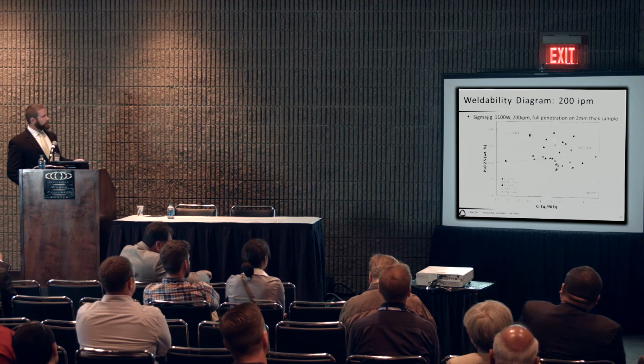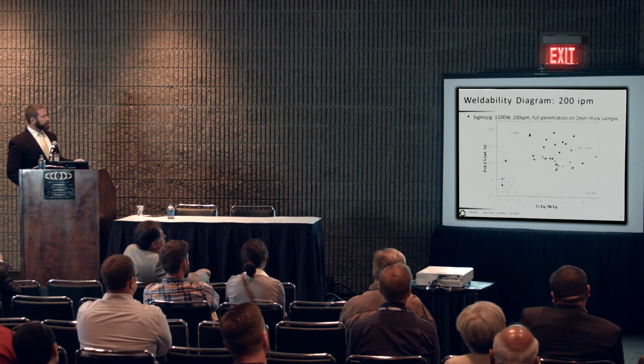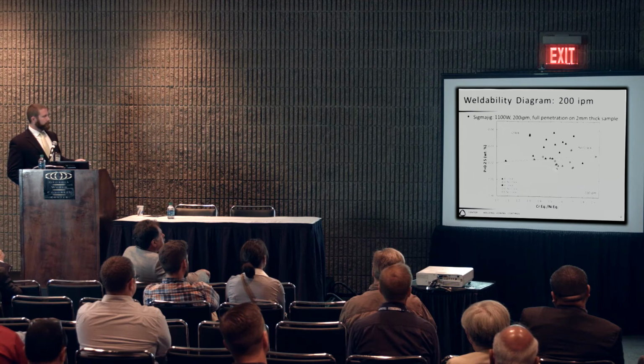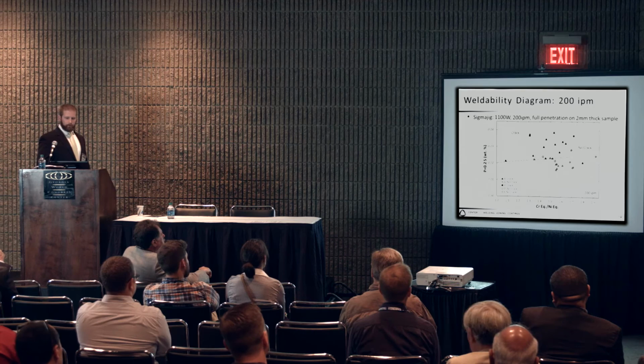The main shift we see from 100 to 200 inches per minute is in the transition region. We've shifted to almost entirely primary austenite solidification. Kind of a clearer demarcation between primary austenite and primary ferrite at our 1.7 chrome over nickel equivalent.